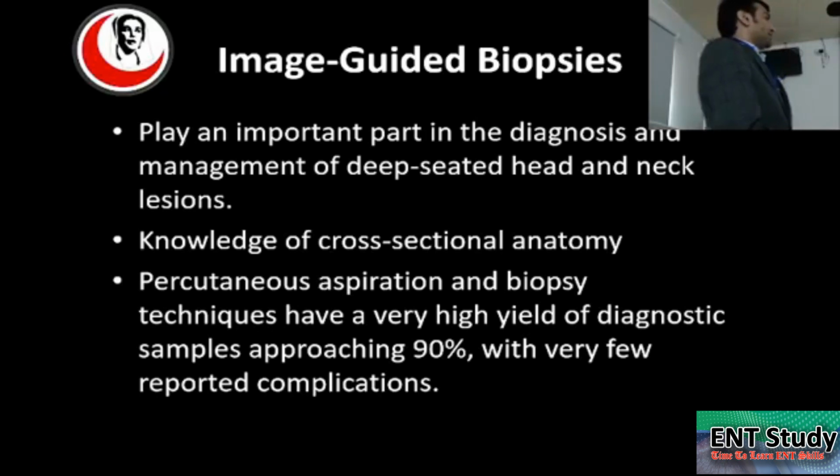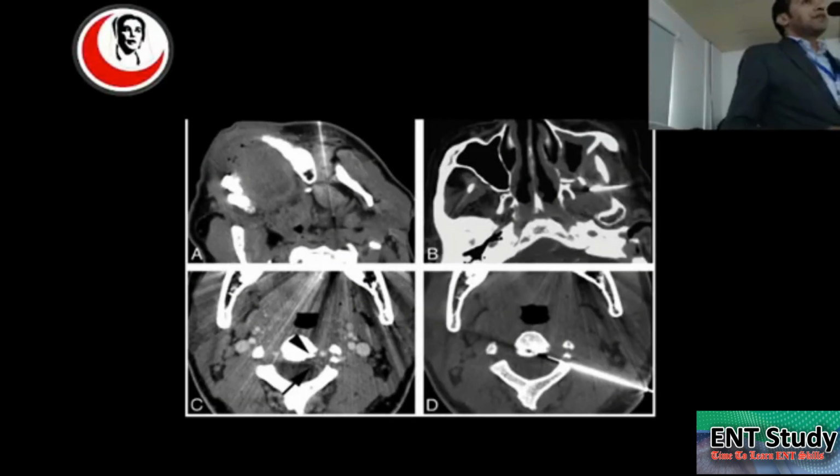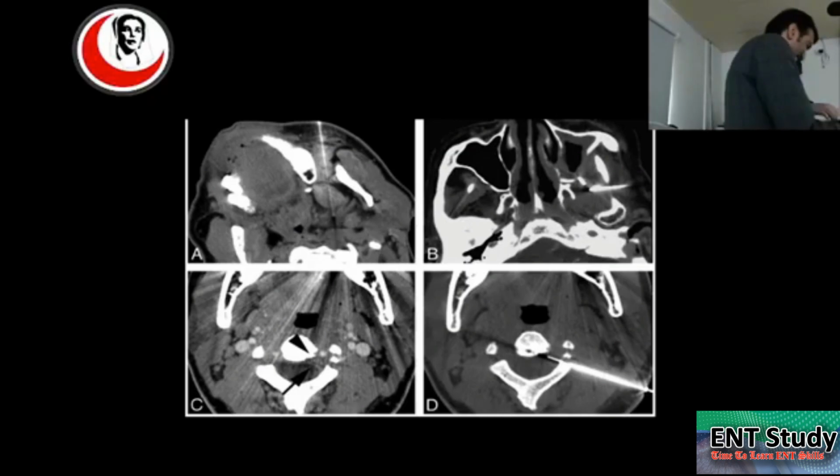Percutaneous aspiration and biopsy techniques have a very high yield of diagnostic samples, approaching 90%, with very few reported complications. These are a few CT-guided biopsies of deep-seated lesions. And this is a case of a parapharyngeal mass in which the image-guided biopsy was done.